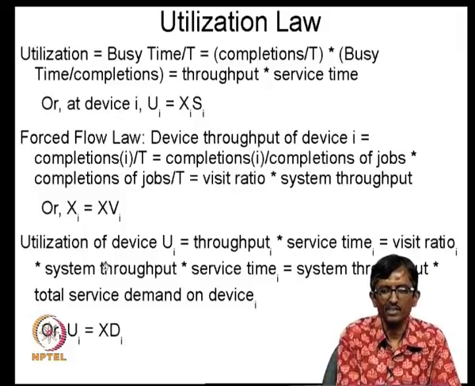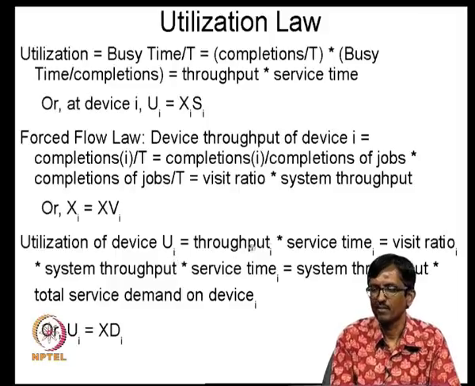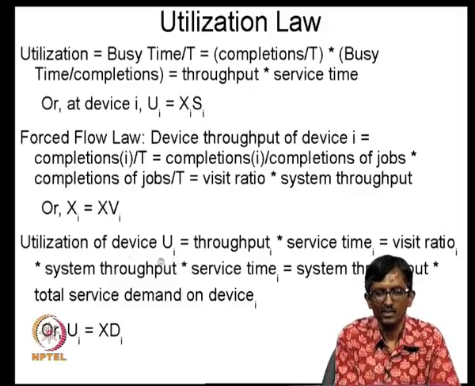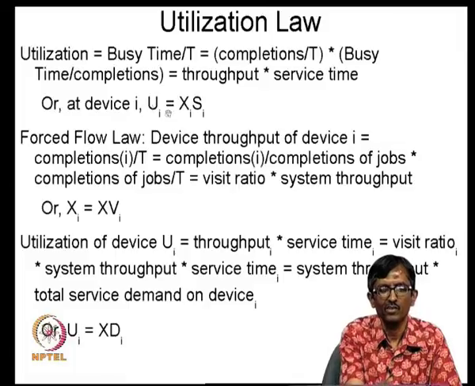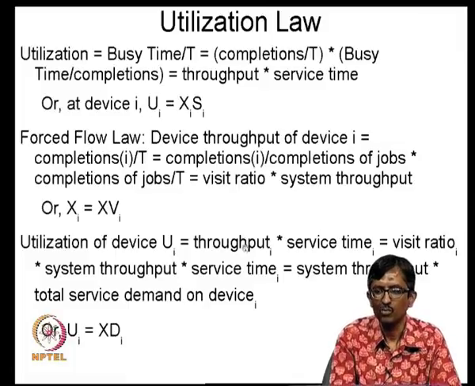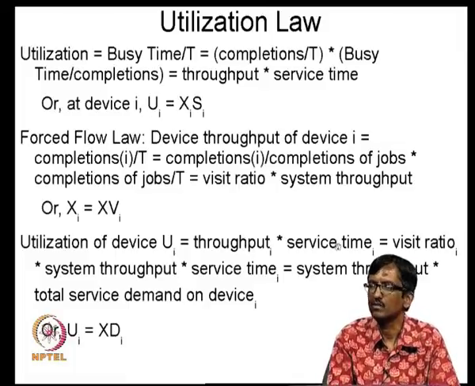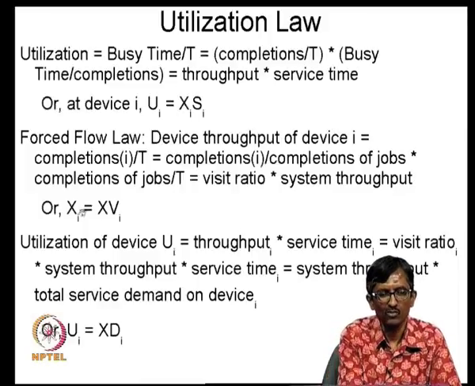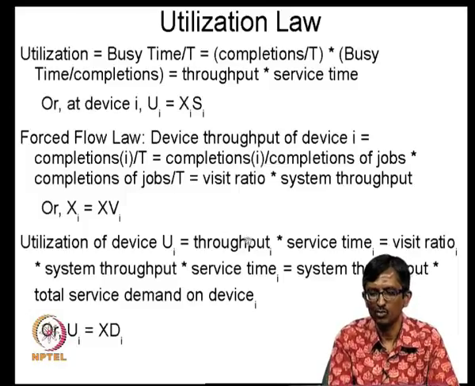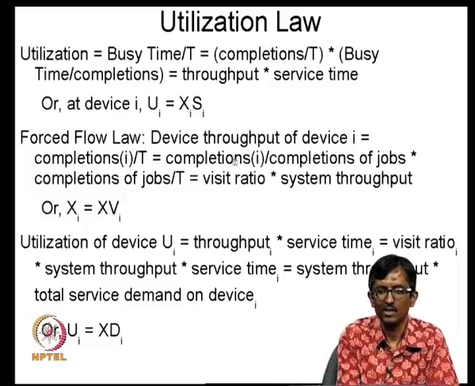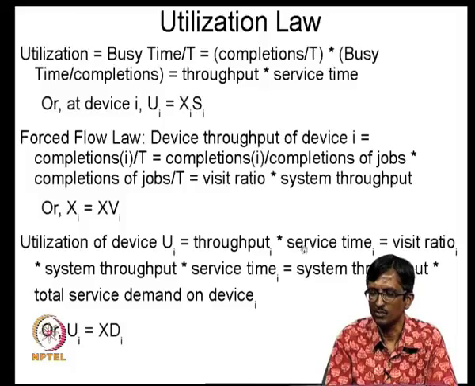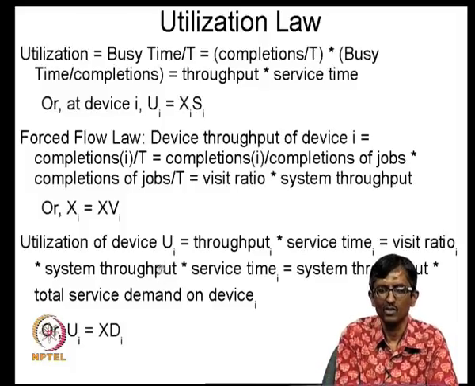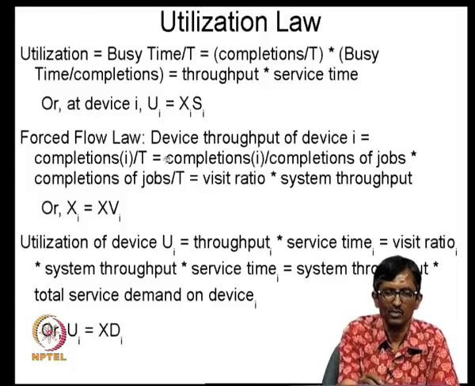You can also have utilization of a device. Now, utilization of a device is basically this, right? What we said, utilization is what? Throughput into service time. Now, but throughput of device i is what we decided here, X_i, which is the same as visit ratio into system throughput. So, it is basically visit ratio into system throughput into service time. I am just combining these two equations.